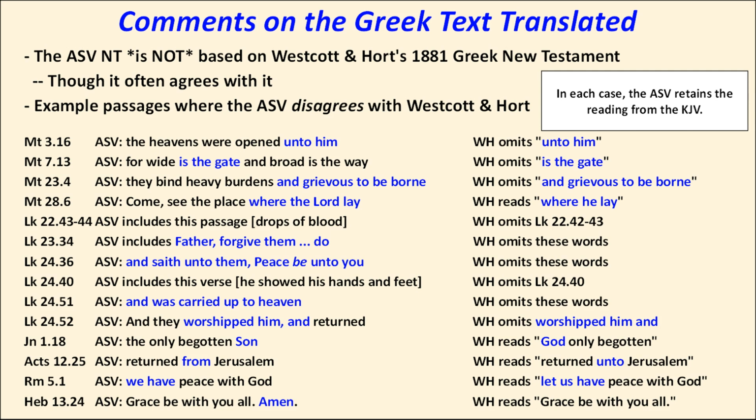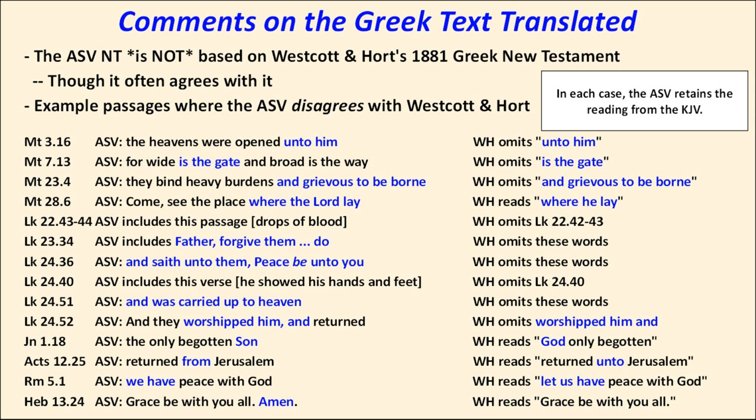I show here a few examples of where the ASV differs from Westcott and Hort's 1881 Greek New Testament. These differences were simple to locate. I simply examined marginal notes in the ASV that began with words like "some ancient authorities read." Then I compared the reading in the text to the reading in Westcott and Hort.